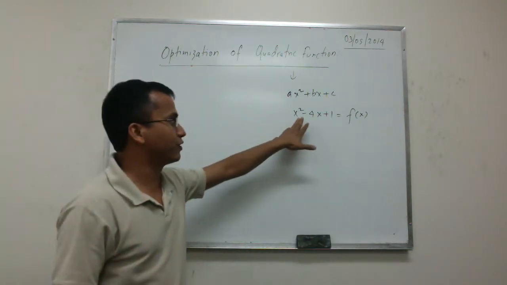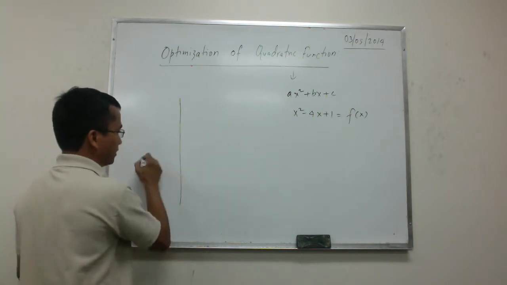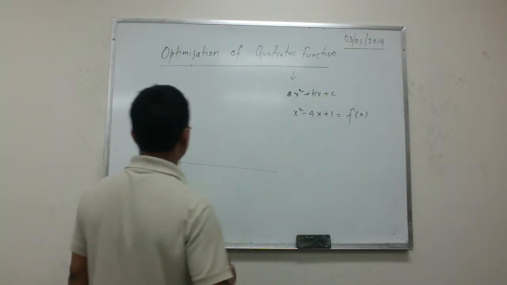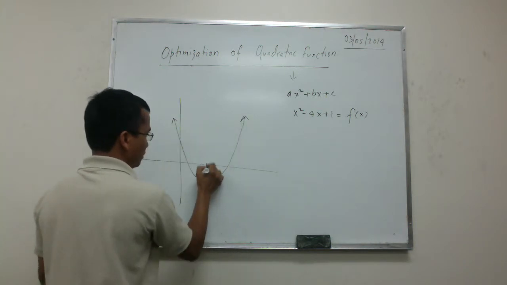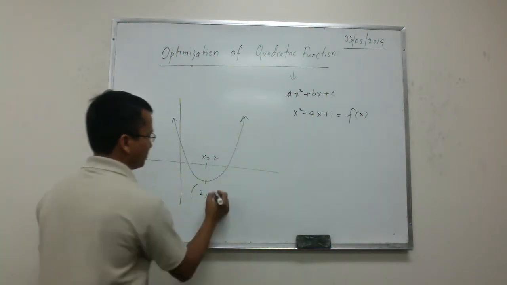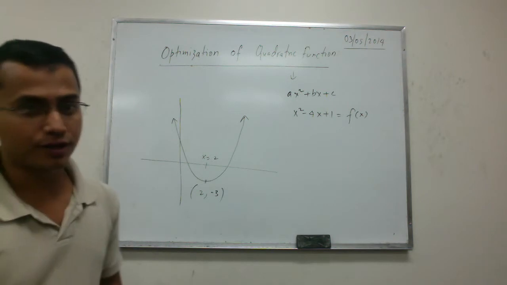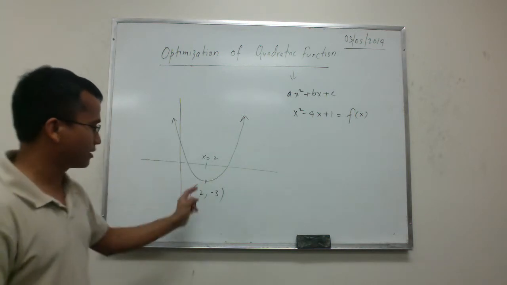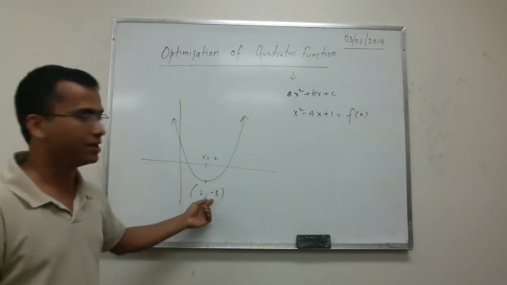Okay, so let's see how we can find this. If I plot the graph of this function, x squared minus 4x plus 1, then when x equals 2, the value is negative 3. So if you plot the graph of this function, your graph looks like this, and from this graph you can see that at x equal to 2 you get the minimum value of this function, and the minimum value of this function is negative 3.